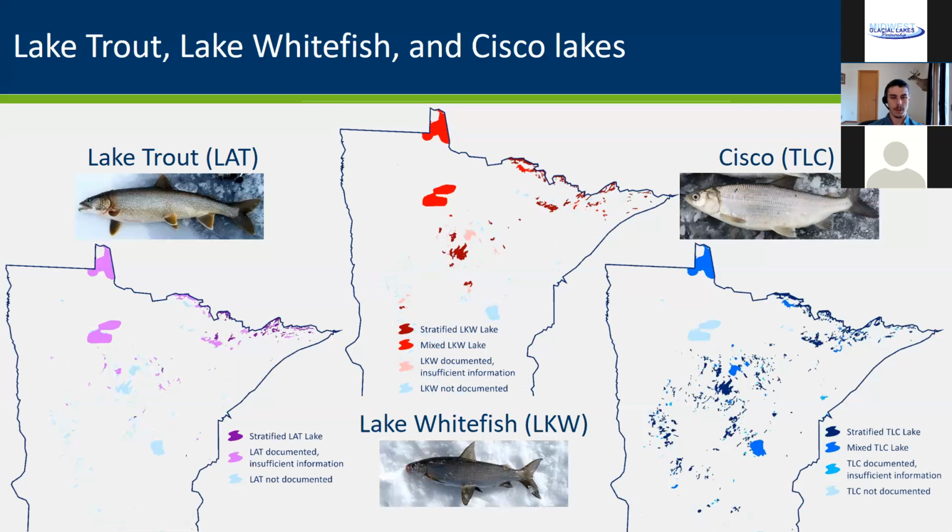Lake whitefish have been documented in a total of 159 lakes after excluding 19 where misidentification was suspected. And of those 159, 103 are being considered for additional protection based on meeting those minimum sampling requirements. And 89 are classified as stratified, while 14 are classified as mixed. Cisco have been documented in a total of 693 lakes after excluding 5 where misidentification was suspected. And of those 693, 552 are considered for additional protections based on meeting minimum sampling requirements. So 501 are classified as stratified, while 51 are classified as mixed.